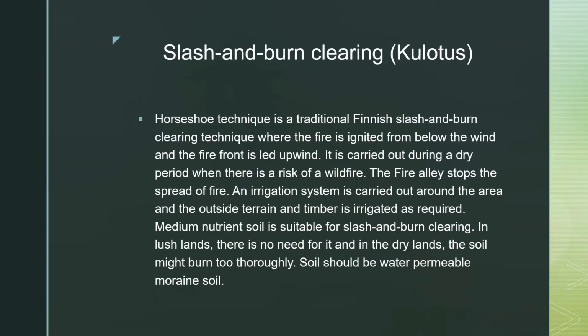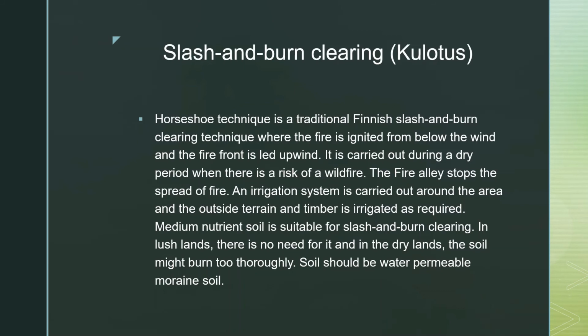Our case example is slash and burn clearing. The Finnish name is kulotus. Horseshoe technique is a traditional Finnish slash and burn clearing technique where the fire is ignited from below the wind and the fire front is led upwind. It is carried out during a dry period when there is a risk of wildfire. The fire alley stops the spread of fire. An irrigation system is carried out around the area and the outside terrain and timber is irrigated as required.